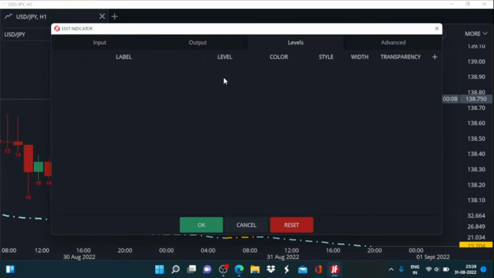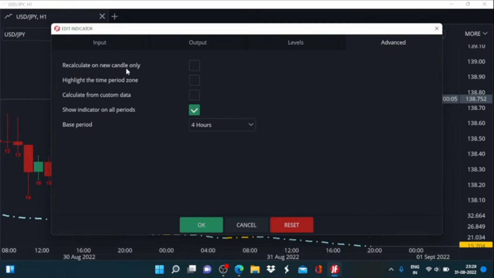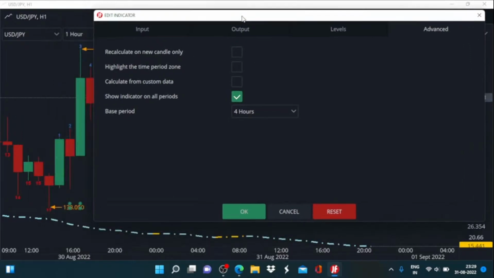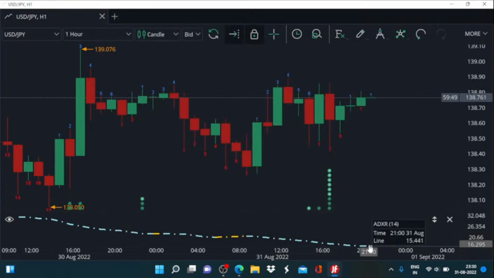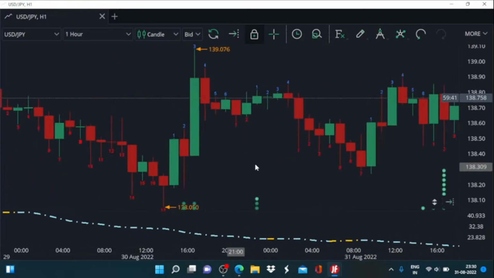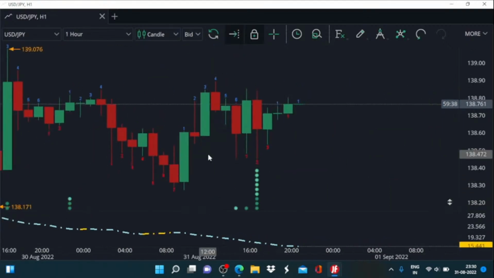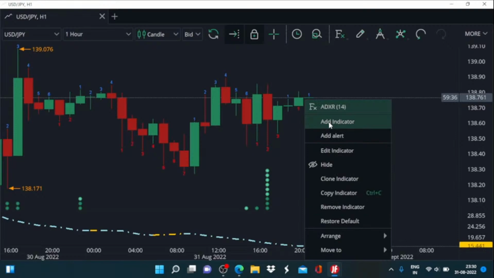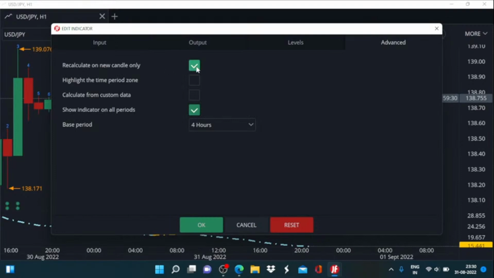Let's consider what's there in the labels. We don't really have anything on the label side. So we come to the editing options, the advanced editing options provided on the JForex platform. If you want the data to be recalculated only on new candle, then you have to opt in for this. And in that case, the output of this ADXR will remain constant for the given candle period, and there won't be any change. And if we opt out of it, then the output value of the ADXR will keep fluctuating throughout the given candle period.